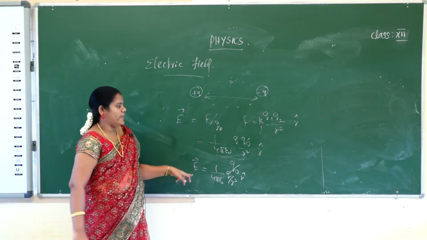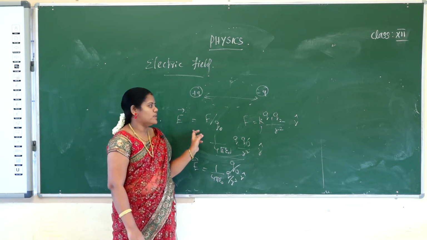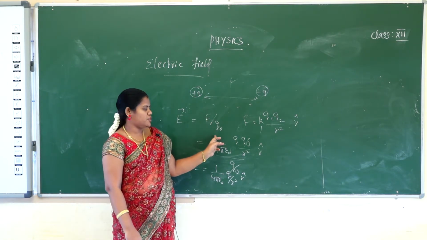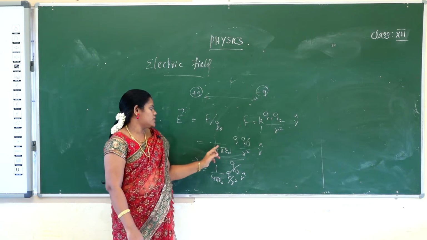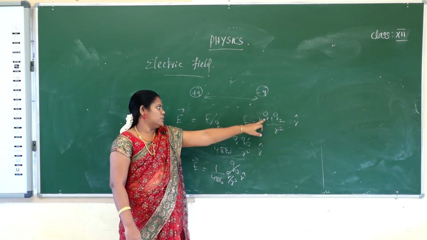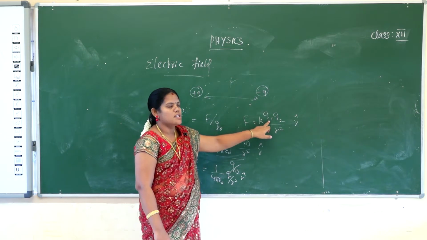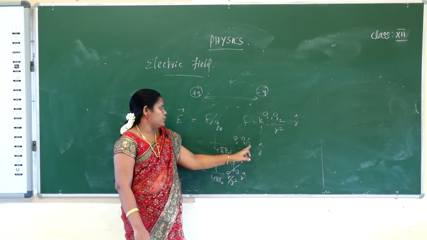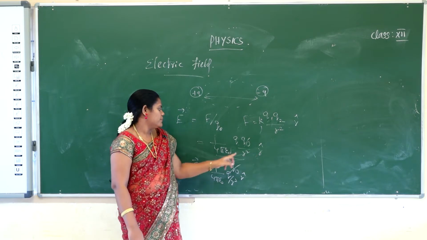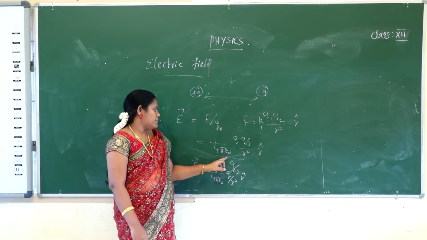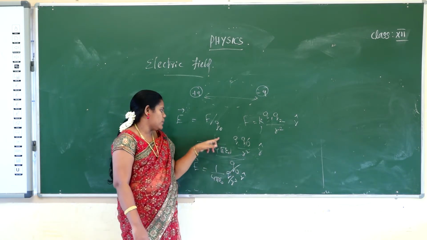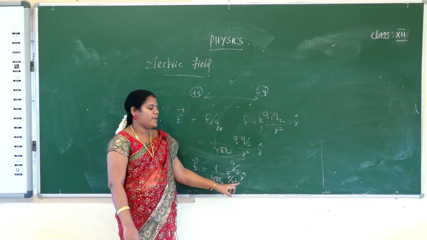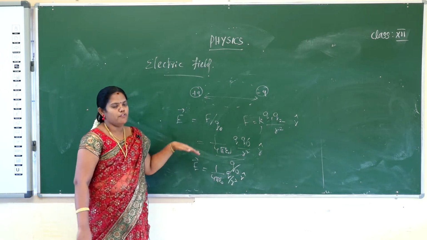How did we calculate it? Electric field E is equal to force by test charge. What's the formula for force? Q1 Q2: consider Q1 as one of the point charges, and Q2 as the test charge. So Q Q naught by R square into R cap, then divide by Q naught, Q naught cancels, giving 1 by 4 pi epsilon naught Q by R square into R cap. This is the formula for electric field.